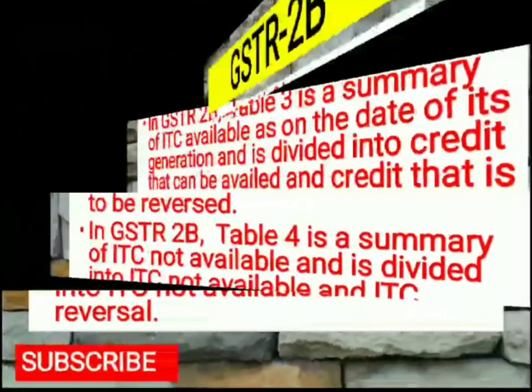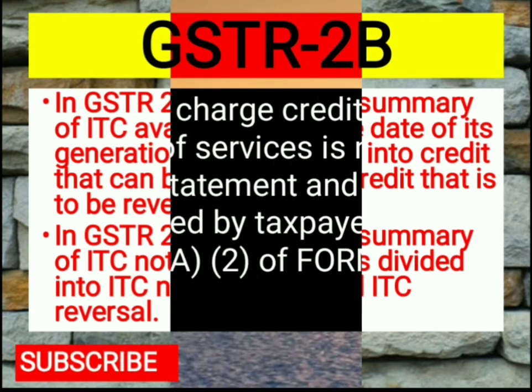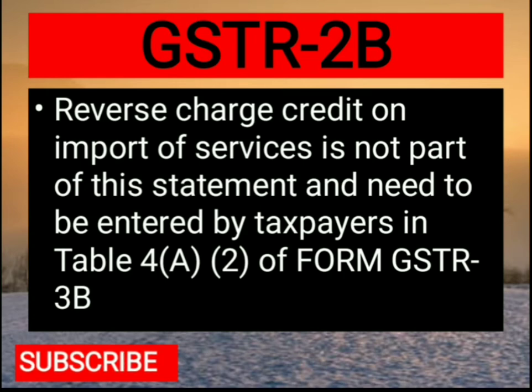Friends, in GSTR2B, Table 3 is a summary of ITC available as on the date of its generation and is divided into credit that can be availed and credit that is to be reversed. Friends, in GSTR2B, Table 4 is a summary of ITC not available and is divided into ITC not available and ITC reversal. Reverse charge credit on import of services is not part of this statement and needs to be entered by taxpayers in Table 4A 2 of Form GSTR3B.